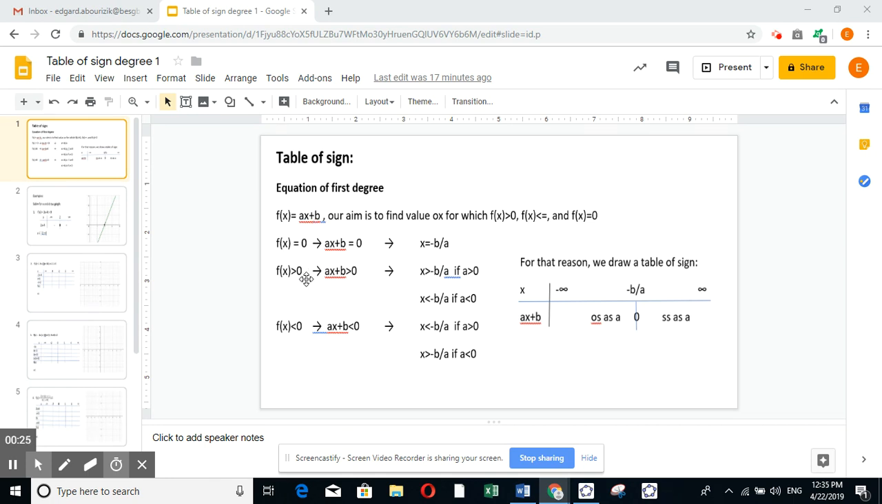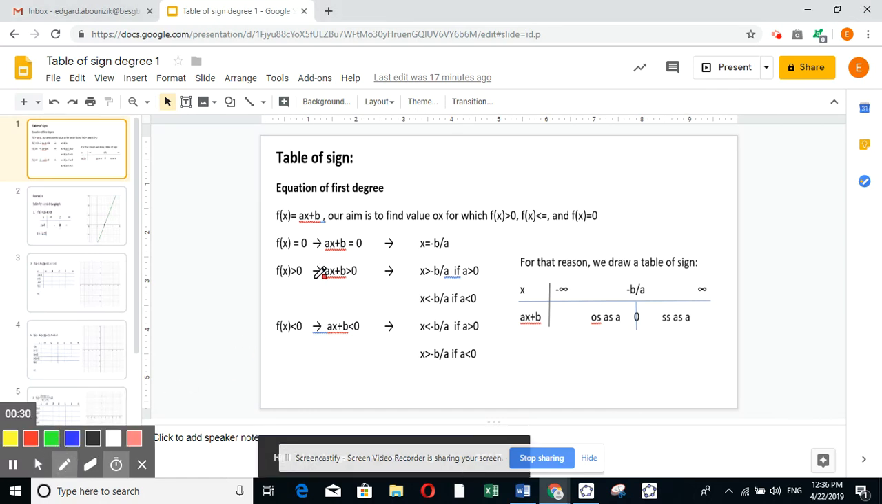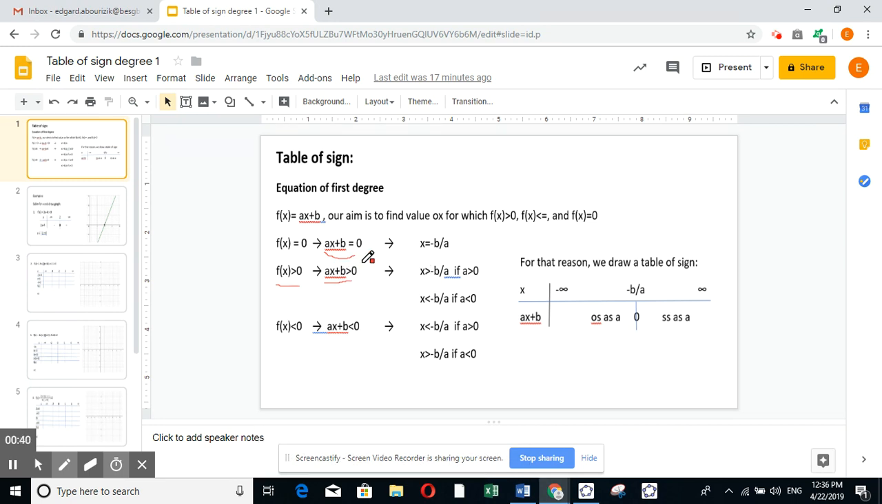First of all, suppose f of x equals 0, so ax plus b equals 0. So here x equals minus b over a. F of x is positive means ax plus b is positive, which means x is bigger than minus b over a if a, the coefficient of x, is positive. But if the coefficient of x is negative, this bigger becomes less. Similarly for f of x less than 0, you can read it by yourself. We're going to summarize everything in the table of sign.